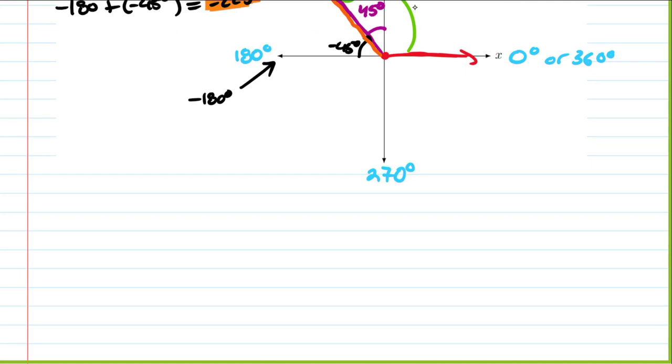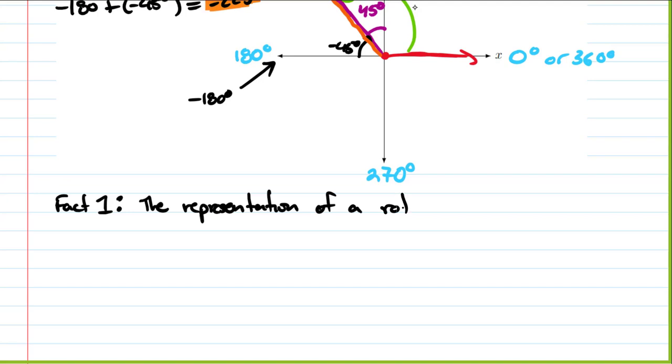So first of all, fact 1: the representation of a rotation, aka an angle, is not unique. So that's one thing we need to be aware of. It is possible to represent the same angle or the same rotation in multiple different ways.